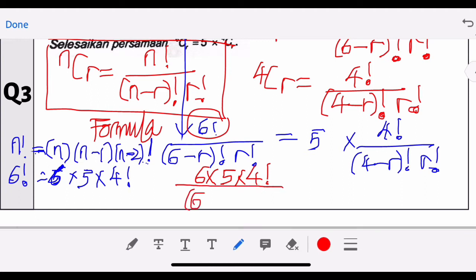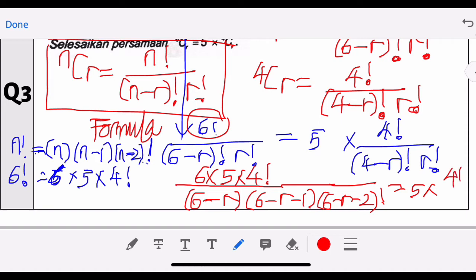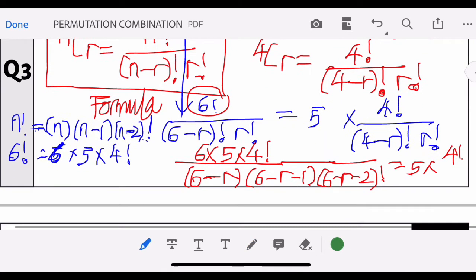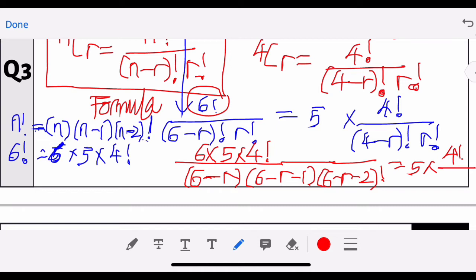So we have 6 times 5 over 6 minus r factorial. We can also write that as 6 minus r, and then 6 minus r minus 1, and then we can continue with 6 minus r minus 2 factorial. Why? Because we can simplify to become 4 minus r factorial, right? You understand? So you see later I can cancel out the left and right. So I copy the right: 5 times 4 factorial, over 4 minus r factorial, over r factorial.